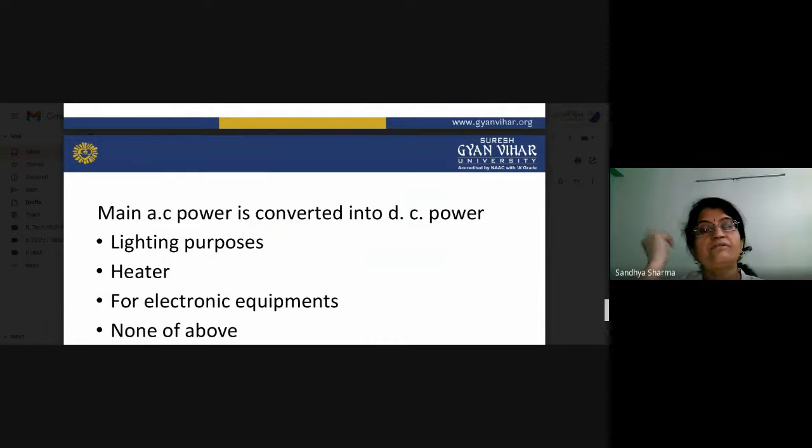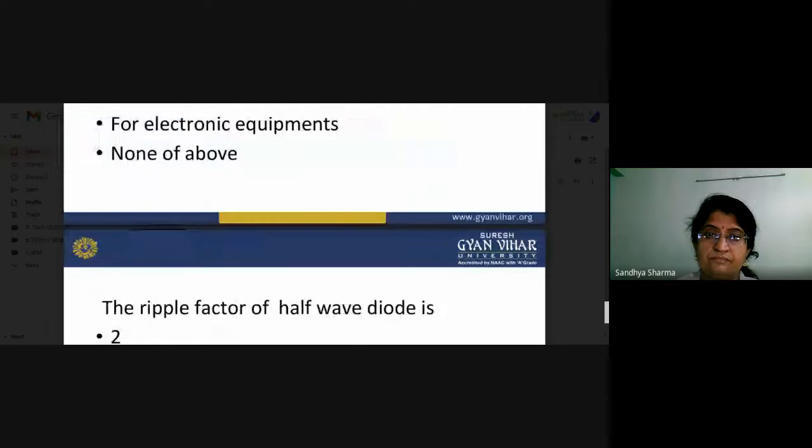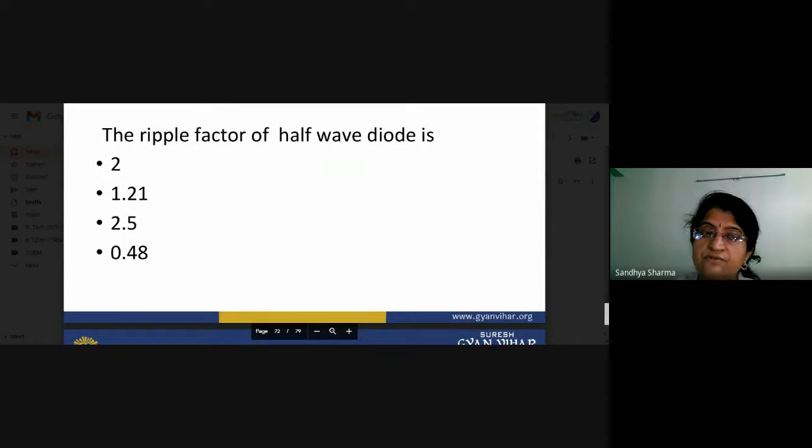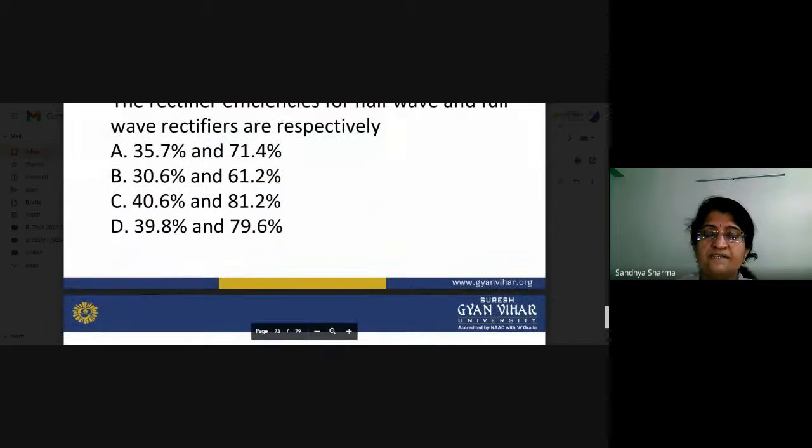Main AC power is converted into DC. So what will happen, and which type of electronic components do we require? We can also know the value of the ripple factor. There is a comparison of efficiency. What type of efficiency is given by your rectifier?